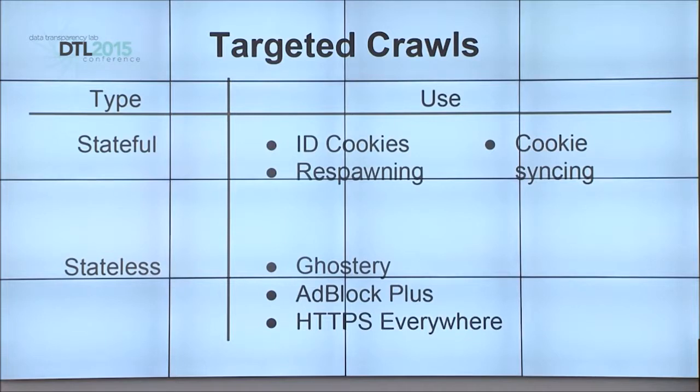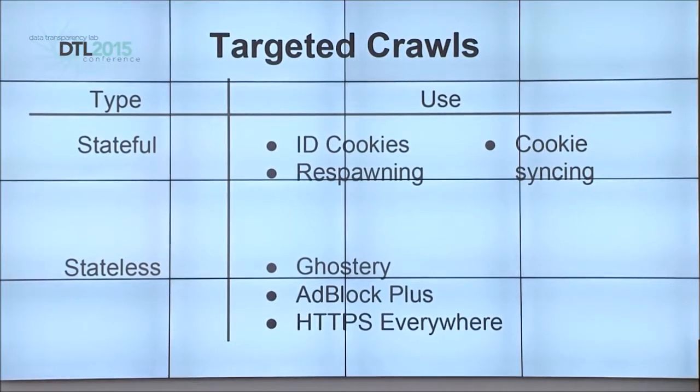And in addition to this large crawl, we're doing a couple of smaller targeted crawls. For example, stateful ones where we do keep the same cookies with each page visit can let us look at things like, are people respawning cookies with Flash? Are people doing cookie syncing, which is two third parties sharing the identifiers that they have for you? And we can also do stateless crawls of things like Ghostery, AdBlock Plus, HTTPS Everywhere. Or, for example, Firefox's tracking protection.